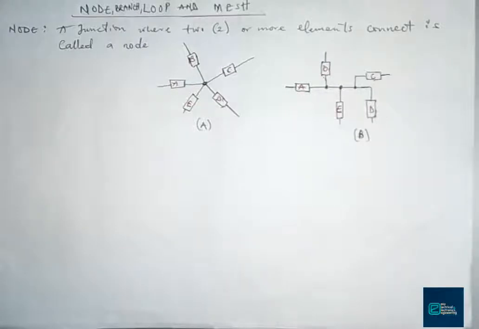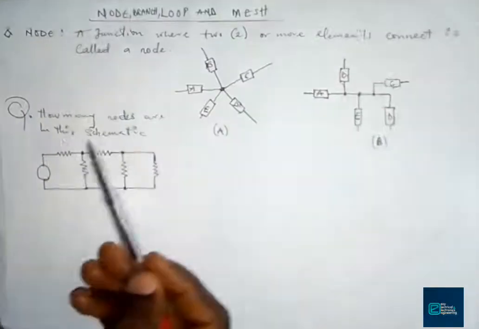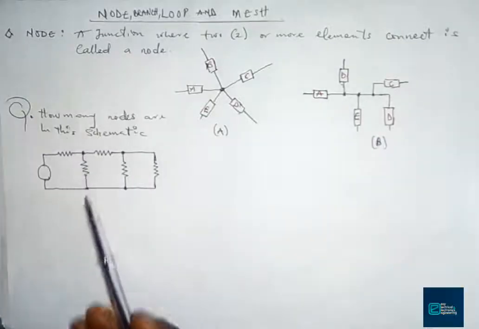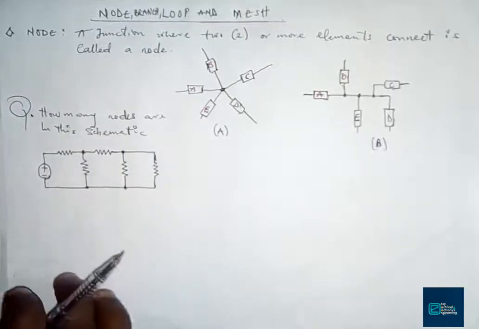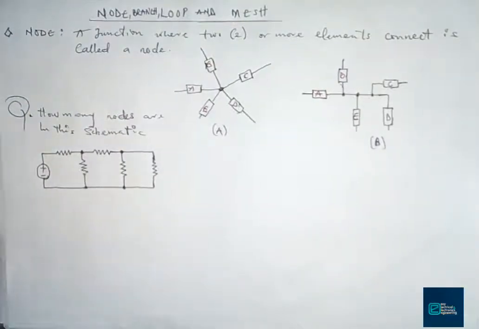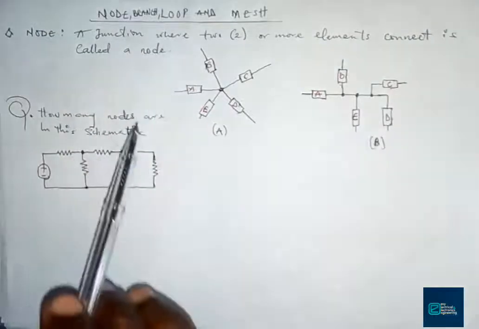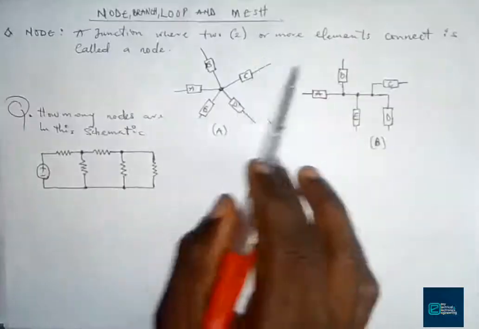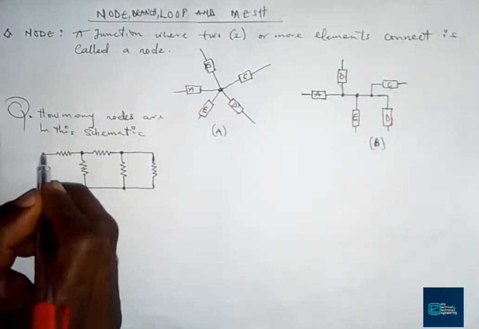So let's quickly look at this figure here. How many nodes are in this schematic? This is a simple circuit, or you call it schematic, a circuit drawing. So we are looking for the number of nodes that we can find in this simple schematic. Of course, we define a node as a junction where two or more elements meet. So if you look at this place, we can call this place a junction.